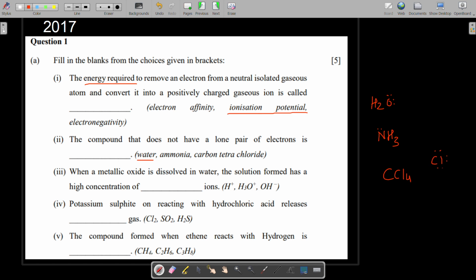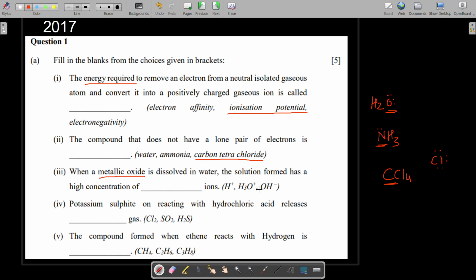It also has lone pairs. They should mention here, okay, at the central atom, because oxygen here is the central atom, nitrogen here, carbon here, which are less in number. So carbon does not have any lone pair. So based on this logic, I can say the answer is carbon tetrachloride, okay.